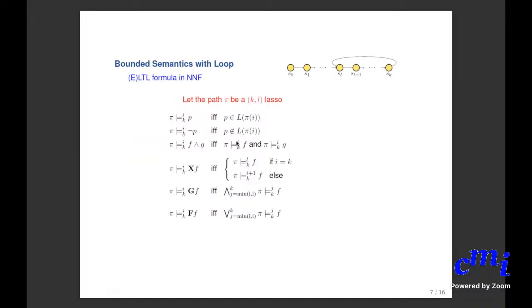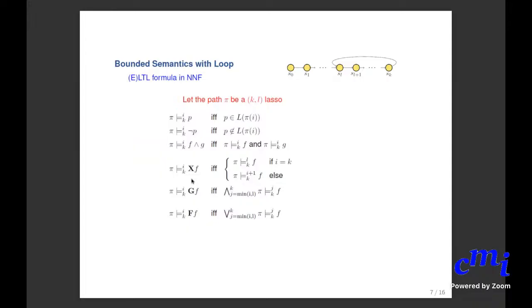Similarly, for not P, the P has to be not satisfied by the state at pi. And if there is a conjunction of two things, then you apply these checks to both of the conjuncts. Now it gets interesting when you have temporal operators. Here I'm defining the bounded semantics for the looping case for the next state temporal operator, the G forever operator, and F. Later on, in a slide, I quickly indicate how it can be done for the until operator as well.